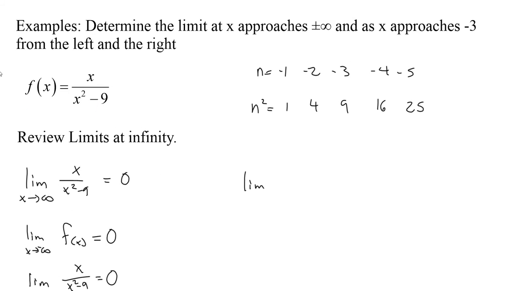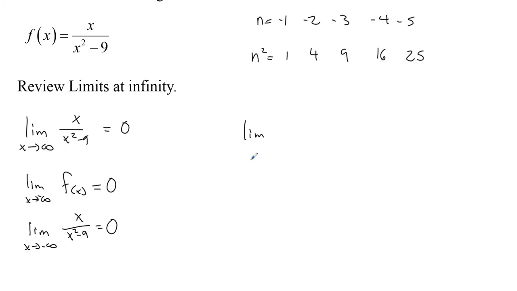Okay, so let's talk about this. They also want me to do x approaches negative 3 from the left and the right. So that is a left-sided limit. So if I go x goes to negative 3 from the left-hand side, x over x squared minus 9.